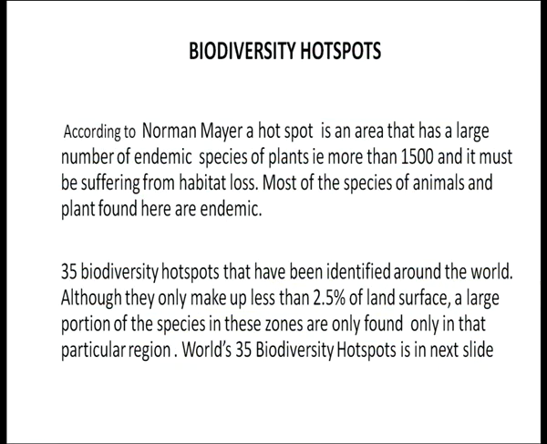According to Norman Myers, a hotspot is an area that has a large number of endemic species of plants, more than 1500, and it must be suffering from habitat loss. Most of the species of animals and plants found here are endemic. 35 biodiversity hotspots have been identified around the world, although they make up less than 2.5% of the surface. A large portion of the species in these zones are found only within them and they are known as endemic species.